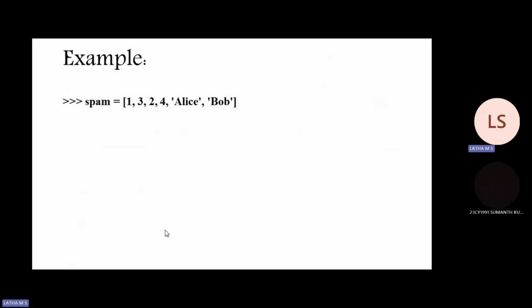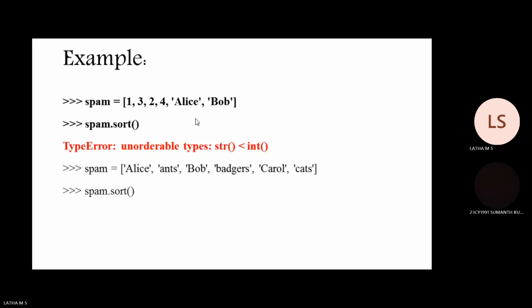Like this, you find sort 1, 2, 3, 4, Alice and Bob. You find both integers and the strings. Right? 1, 2, 3, 4 is an integer. Alice and Bob are the strings. So what is the sort order you get? You will not get an order. It will not take the order. Only thing is, it will give an error.